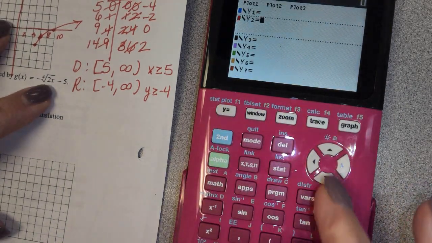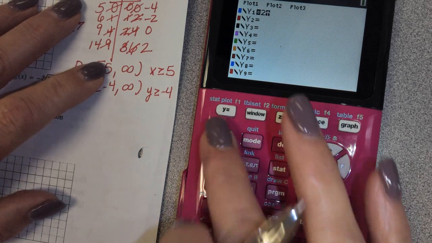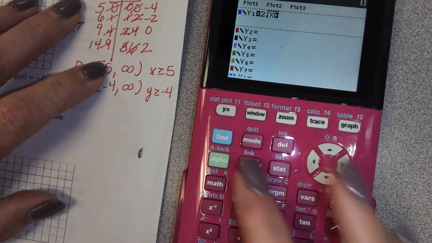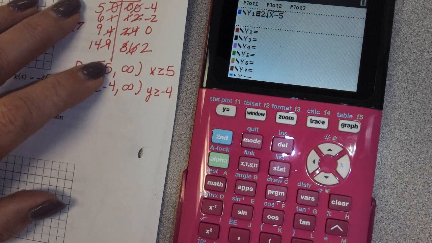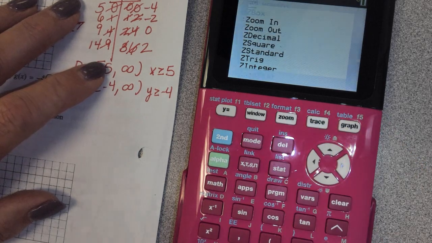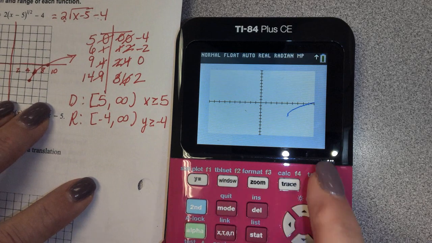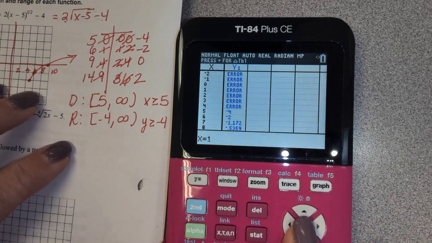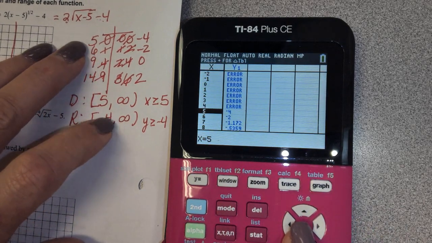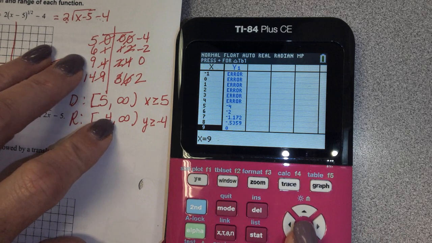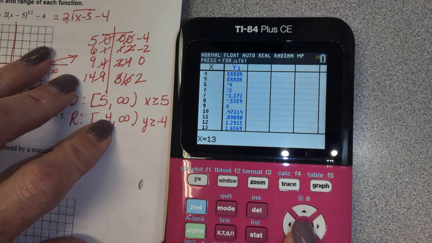If I wanted to do a quick check on this, just to check my points, might as well check that out, how that's done. Look at the graph first, see if it looks right. Looks pretty good, doesn't it? Let's look at the table now. And we can see our points: 5, -4, 6, -2, 9, 0, and 14, 2. Right on.